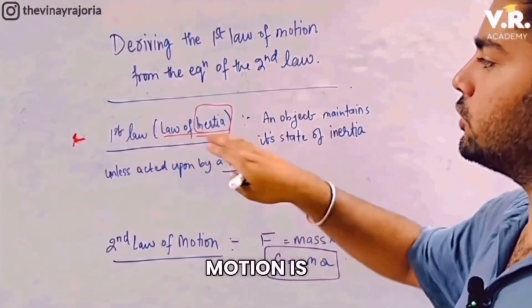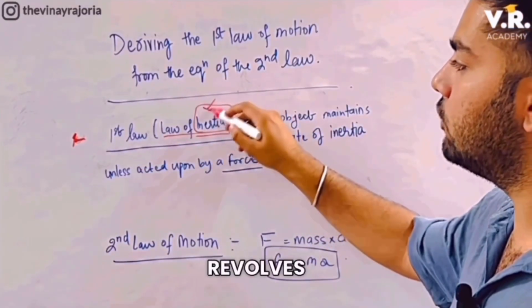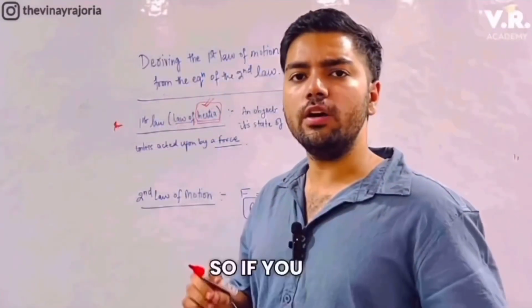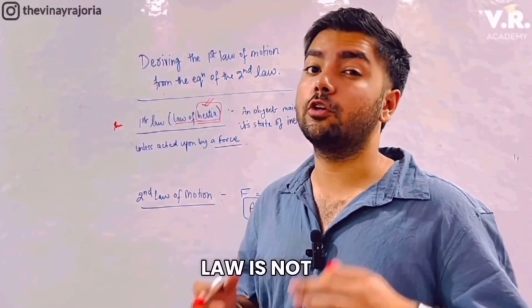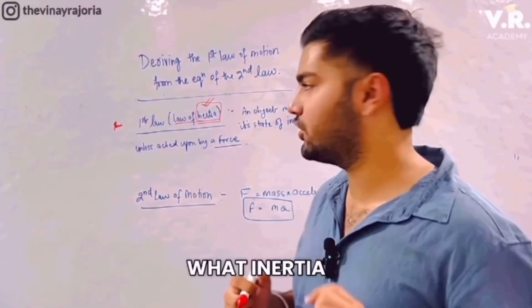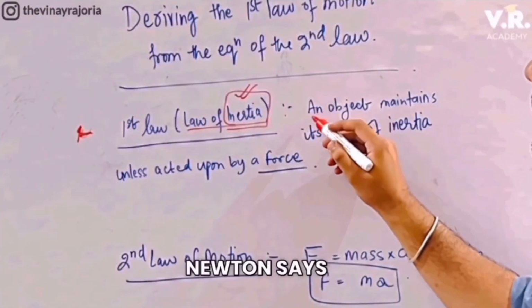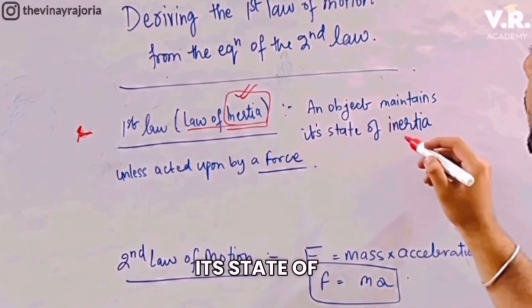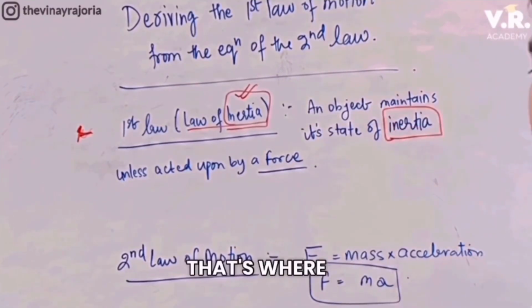The first law of motion is also called the law of inertia because it revolves around the concept of inertia. If you don't understand inertia, the first law is not going to make much sense to you. But I've got you covered. I'll explain in a while what inertia is. So the first law states, Newton says, an object maintains its state of inertia. See, that's where the word comes.